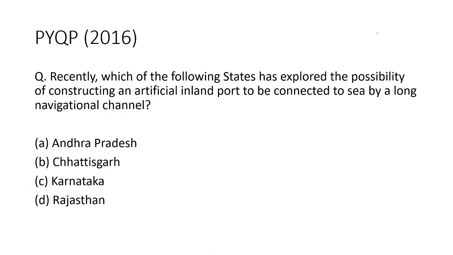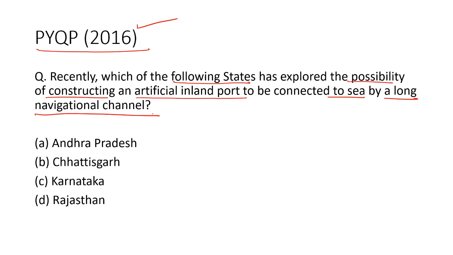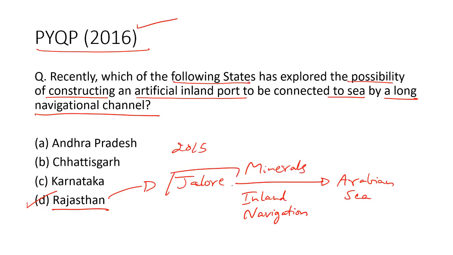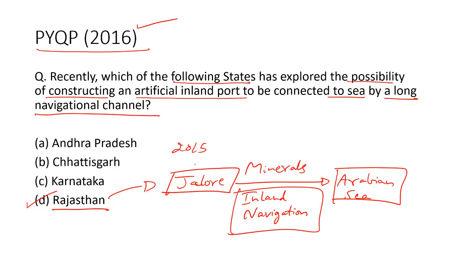Now let's take up a practice question from the 2016 prelims paper. Recently, which of the following states has explored the possibility of constructing an artificial inland port to be connected to sea by a long navigational channel? The correct answer is option D, Rajasthan. Because in 2015, Rajasthan had proposed to build an inland port at Jalore, which is a district in Rajasthan, to connect with the Arabian Sea through inland navigation in order to facilitate the movement of minerals.